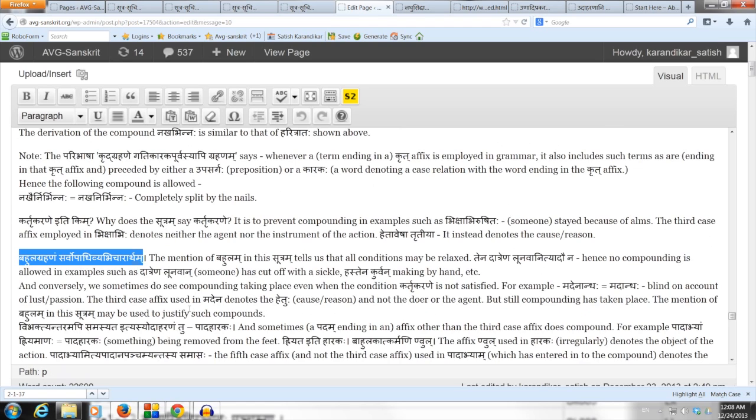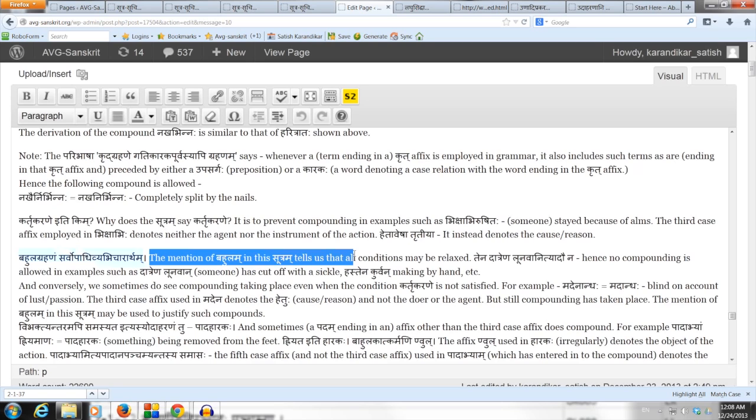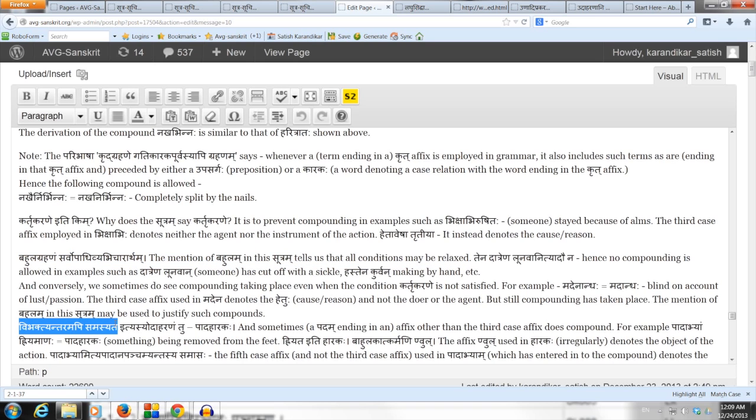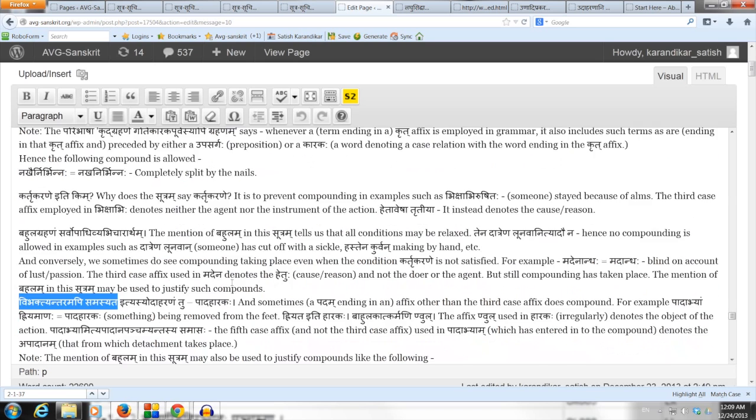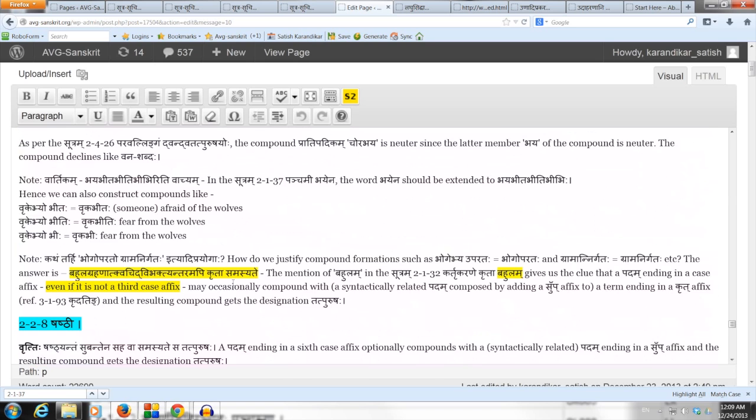We already saw this note when we studied the Sutram 2.1.32. At that time we said bahulagrahanam sarvopadhi vyabhicharartham. Mention of bahulam in the Sutram 2.1.32 tells us that all conditions may be relaxed, which means that vibhaktyantaram api samasyate kvachit. That is what we are seeing now in these compounds like bhogoparataha and gramanirgataha.